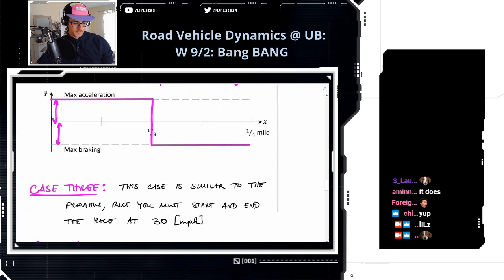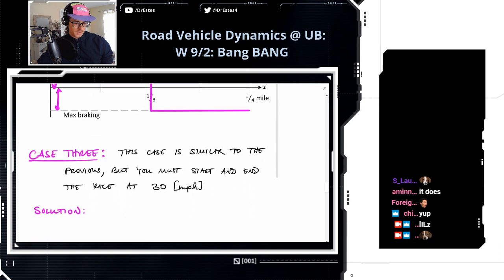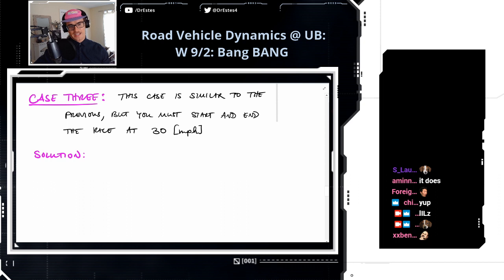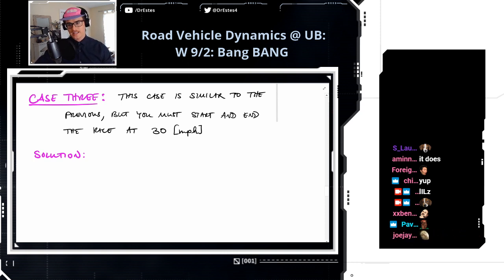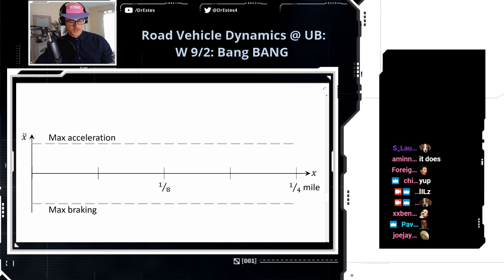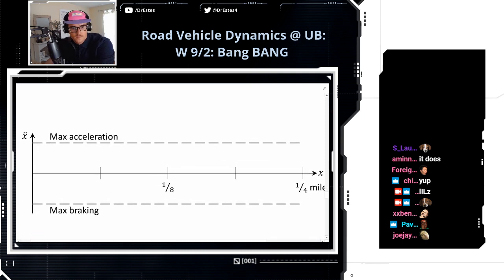Okay, case three. So our third race, it's similar to the previous, but the only difference is you have to start and end the race at 30 miles per hour. So instead of starting and ending at rest, you start and end at 30 miles per hour. What is your strategy? Think about it now.